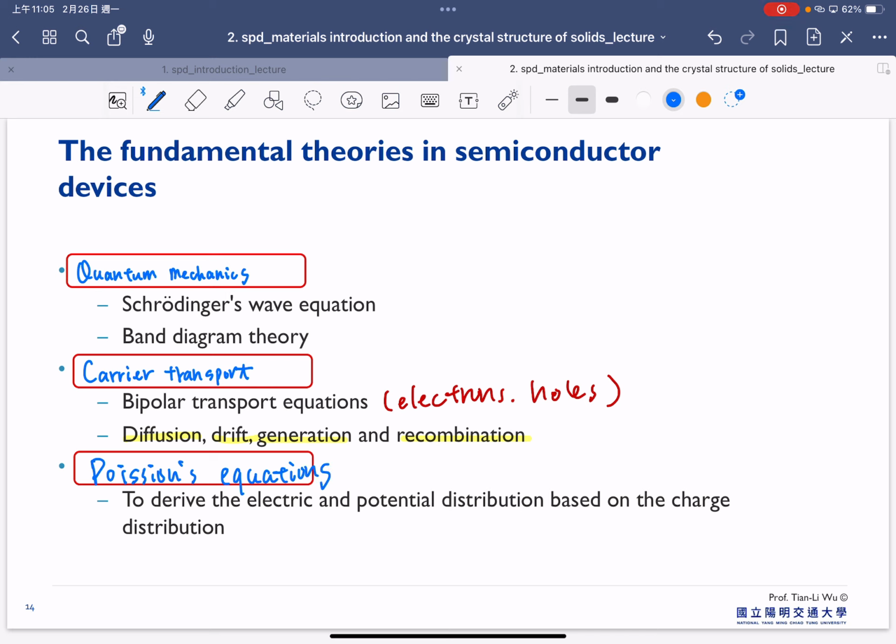So the Poisson equation is very important. This is the equation to derive the electrical potential distribution based on the charge distribution. So later on, we will also introduce all these three fundamental theories.